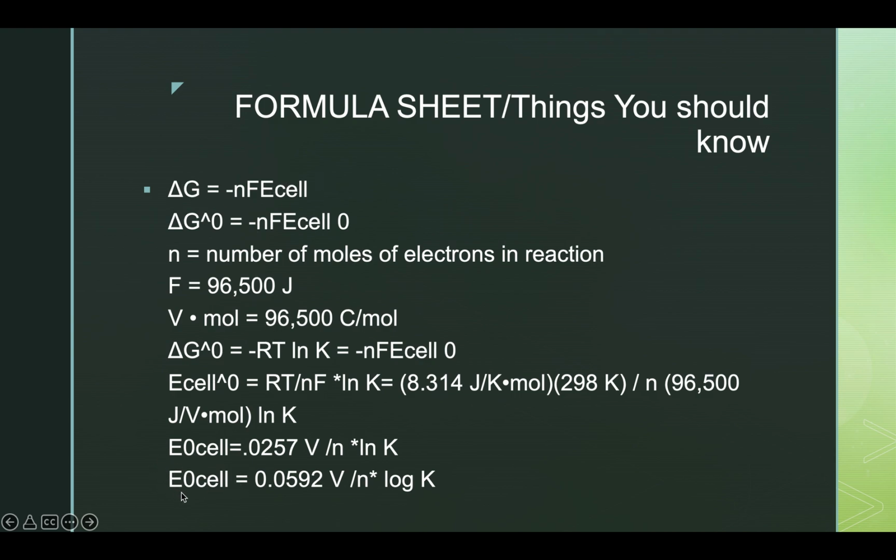And these down here: E cell equals 0.0592 V divided by the number of moles times log K. And you can see its counterpart right here. It's the same thing, just a different logarithm, which is ln, and a different value up here.